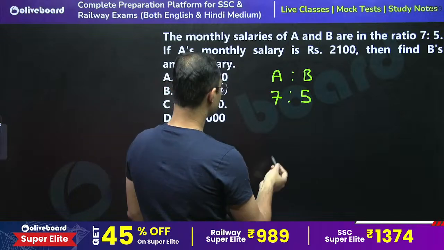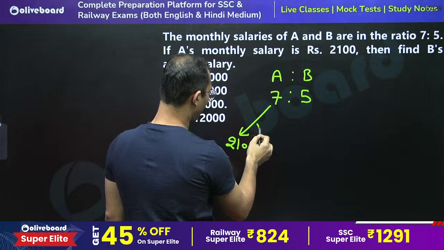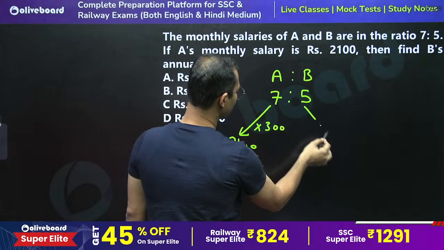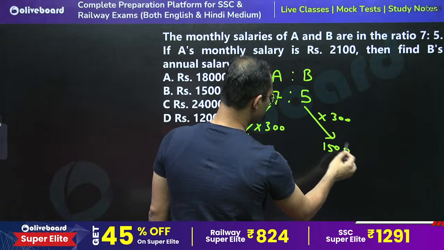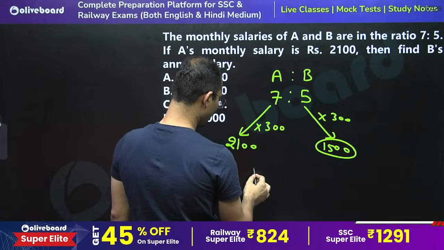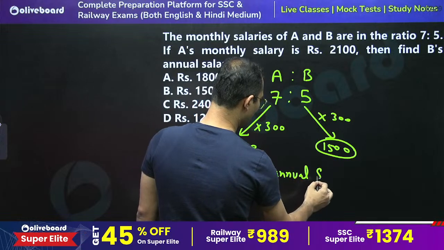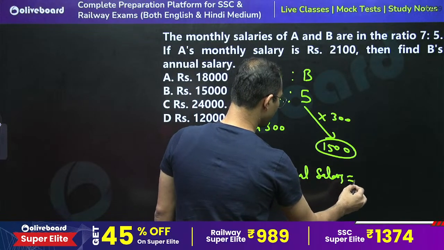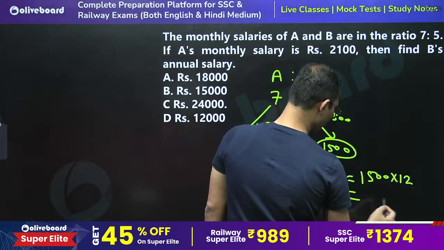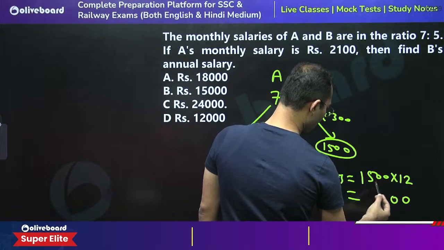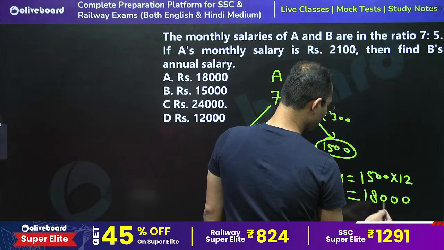2100. So again, a very easy question. See, 7 is equal to 2100, right? So it is 300 times. So the monthly salary of B is 1500, right? Now the question is asking for the annual salary. So B's annual salary is going to be 1500 into 12, right? So 15 twos are 30, carry 3, so 18000, right?